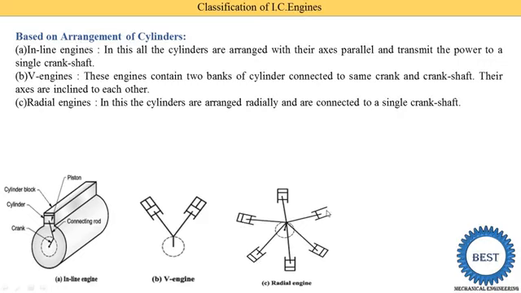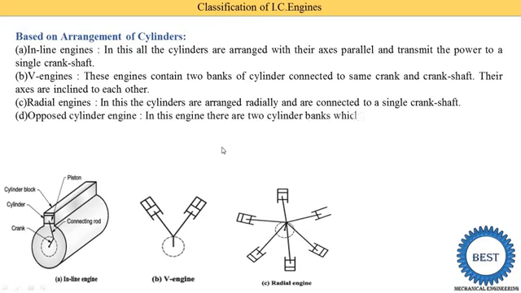That's why it is known as the radial engine. That is a different connecting rod, and only one crank is used in a radial engine. Next is the opposed cylinder engine, meaning cylinders are arranged in opposite directions.